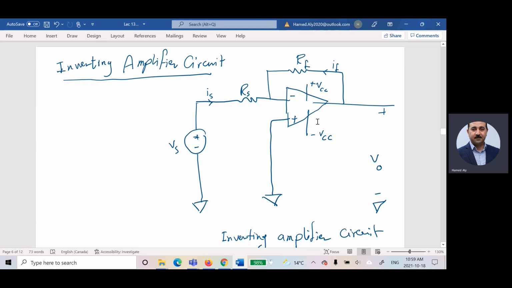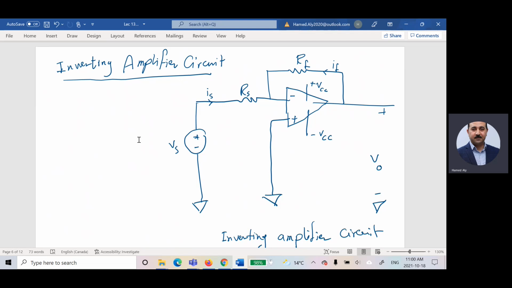This is positive VCC and this is negative VCC, and I have RS, which is the source resistance, and I have RF, which is the feedback resistance, and we have a current here which is IF, and a current here which is IS. What do we want? I would like to find the relation between the input voltage and the output voltage, and I would like to prove that this relation is equal to negative constant. And this constant, we are calling it gain.